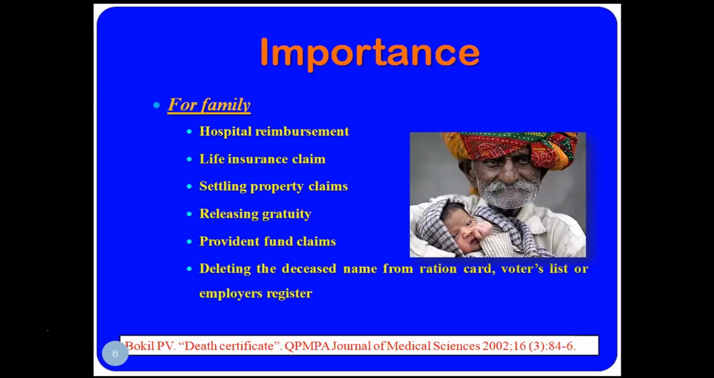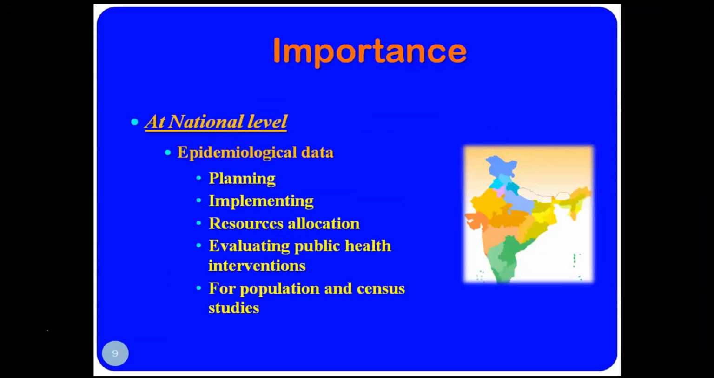It is important for the family. Yes, we know there are a number of reasons. It is important at the national level, just as I told you, for planning, implementation, resource allocation, and evaluating health interventions. We look at the maternal mortality rate and what the leading factors contributing to maternal mortality are, infant mortality, geriatric mortality, and what the complications are, how many people are dying because of complications of diabetes, hypertension, and then we can allocate resources in those areas and plan interventions there. So it is a very important document for census studies, population studies, and for research purposes.